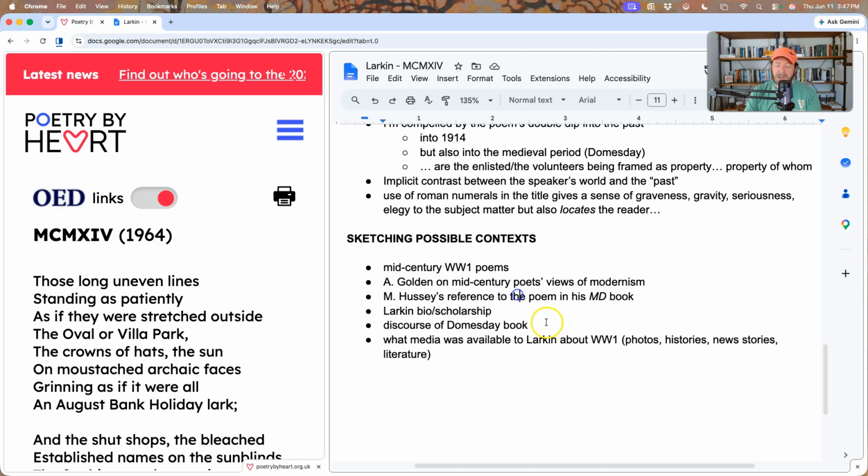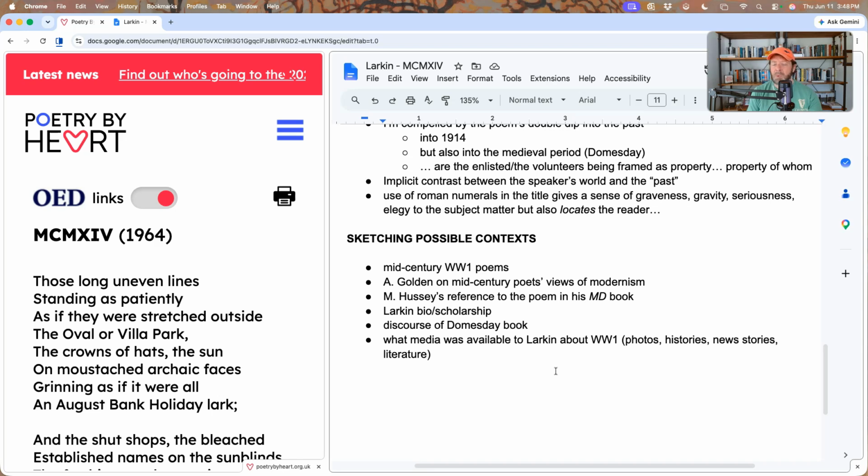Some possible contexts for future study of the poem. I doubt I'm going to write up an article or a close reading of the poem. But as I said in past videos, it's important for me to sketch out possible contexts, if only to remind myself of what I don't know, and also to bring to mind what would be available to know should I want to go there, and come back to it again.